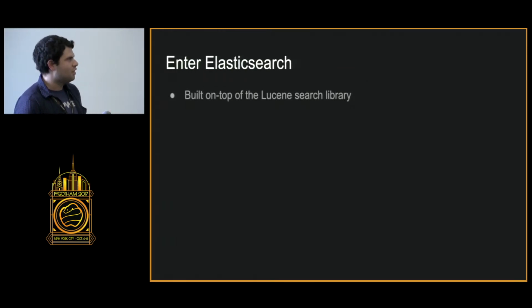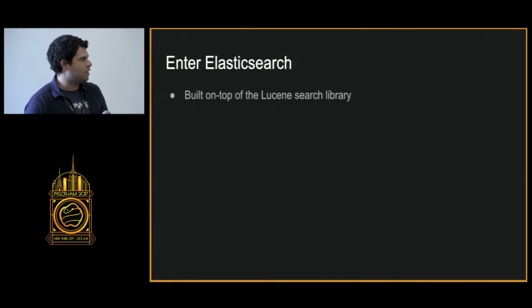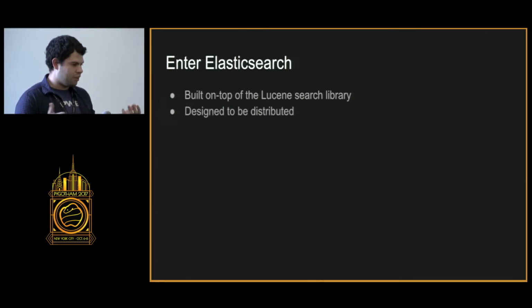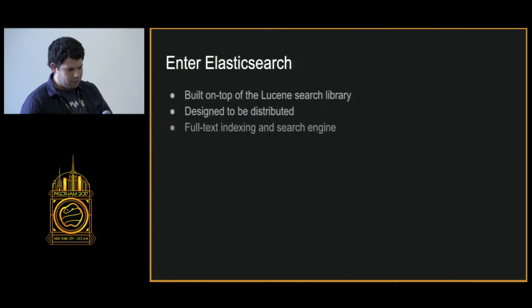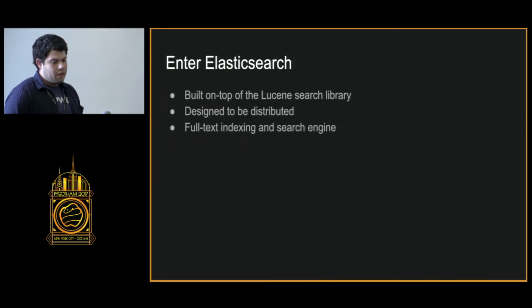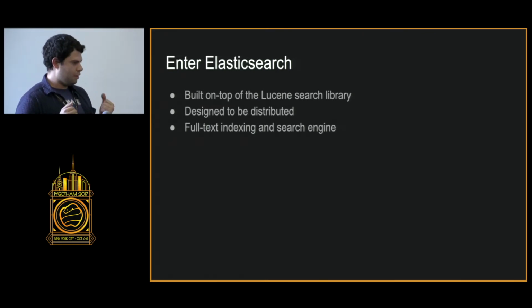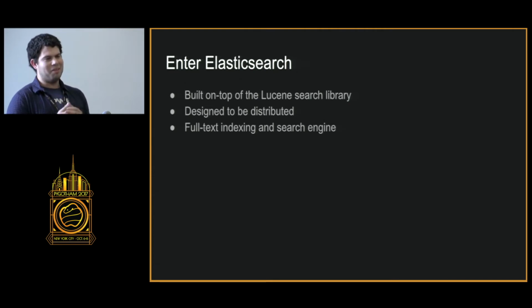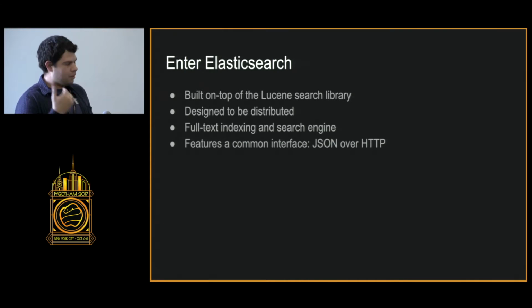So enter Elasticsearch. It's built directly on top of the Lucene search library. It's already designed to be distributed from the ground up. They've already taken the time to do all that sharding and understanding how your data is distributed, so you don't need to really worry about that. Also, it has full text searching, indexing, and it's a search engine as well. So they took one problem and decided to solve just that, search. It's great. And this is really nice, it features a common interface. In our case, it's JSON over HTTP. That's something we're not going to get with multiple databases.